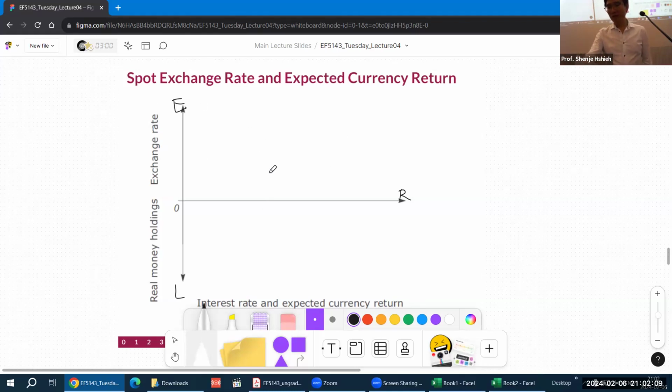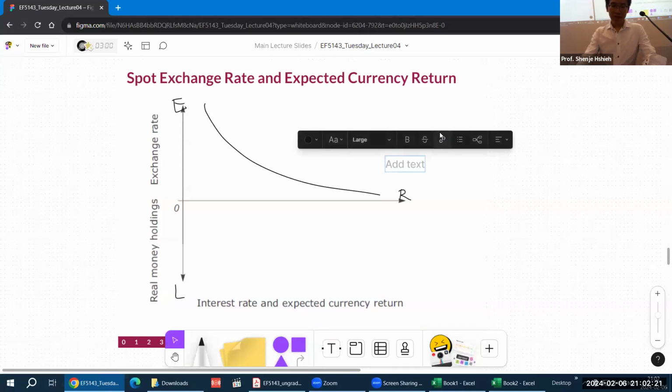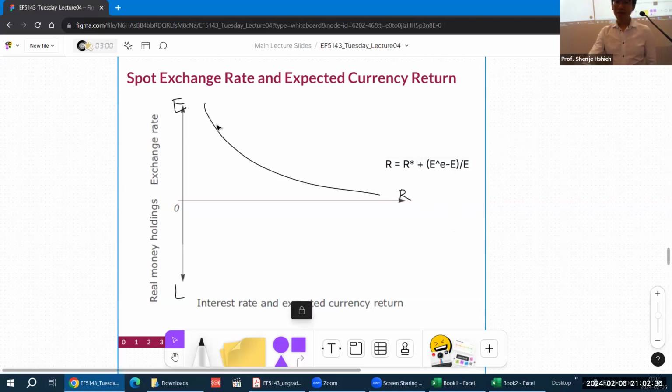So we know what this looks like. For the top graph, it's a downward sloping curve. Every point on that curve represents an equilibrium such that the interest rate differential is wiped out by expected depreciation of the home currency, the domestic currency. That's what UIP means on this graph. Every point on this line satisfies this equation.